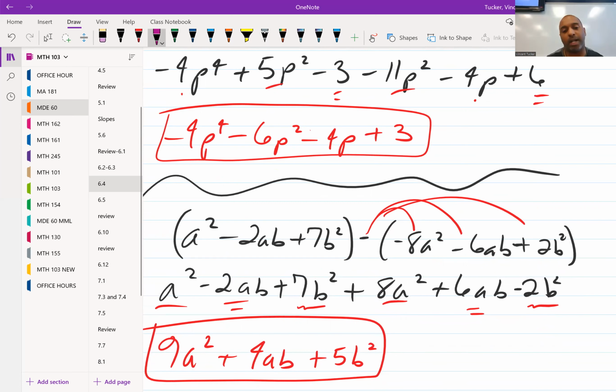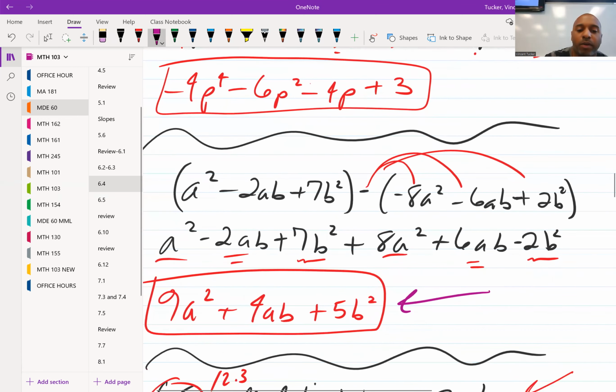And then from there, combine your like terms. A squared plus 8a squared is 9a squared. Negative 2ab plus 6ab will be 4ab. And 7b squared minus 2b squared would be 5b squared. And that will be your final expression.